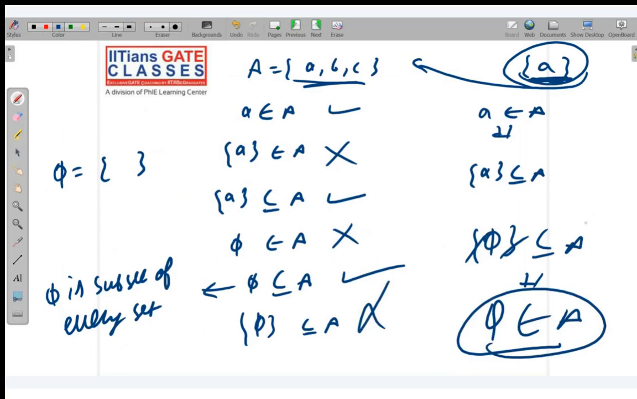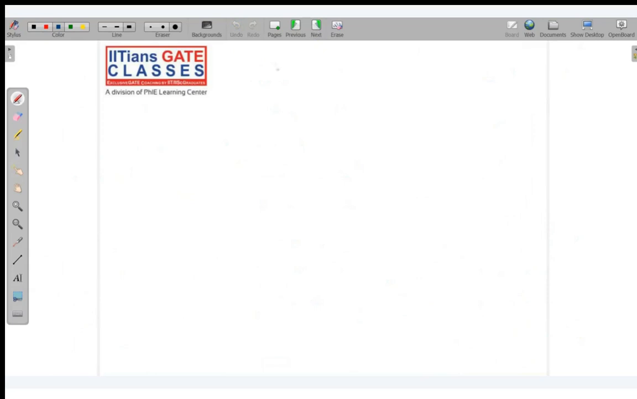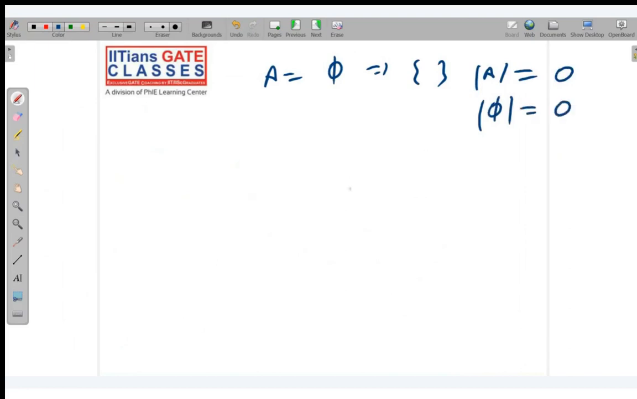Okay. So now please tell me one more. Let me jump to the next slide. Take snapshot. Now if I say A set is this, okay, first tell me this thing. If A is this, that means like this. If you say cardinality of A, that will be obviously 0, and that is nothing but phi cardinality, that will be 0.